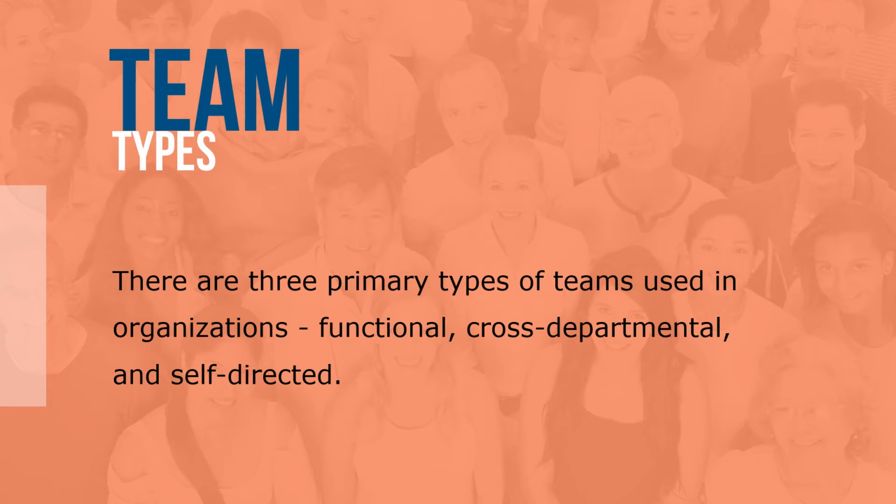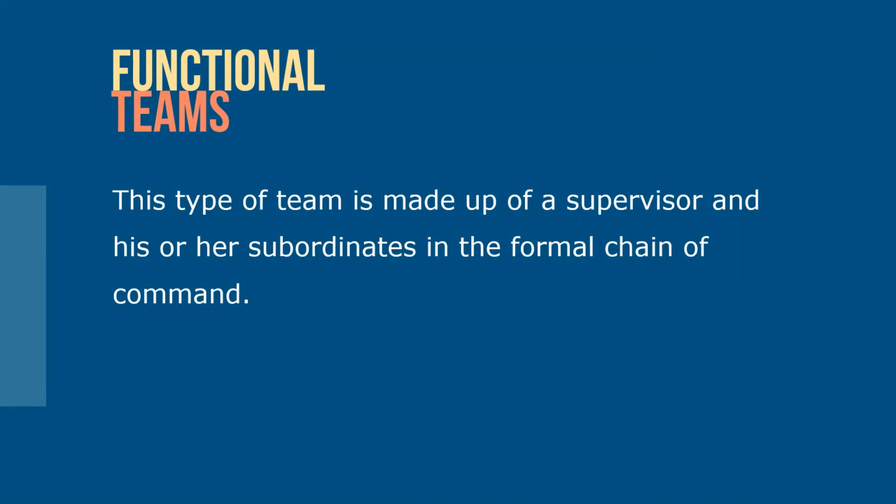There are 3 primary types of teams used in organizations: functional, cross-departmental, and self-directed. A functional team is part of the traditional vertical hierarchy. This type of team is made up of a supervisor and his or her subordinates in a formal chain of command. Sometimes called a vertical team or command team, the functional team includes 3 or 4 levels of hierarchy within a department. Typically, a functional team makes up a single department in an organization.